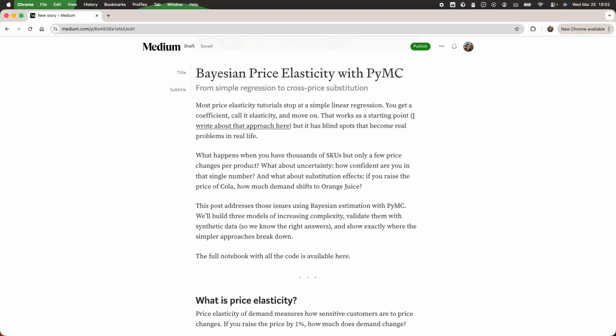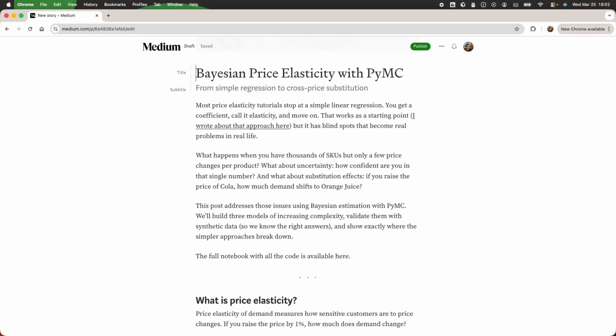So elasticity is just, if I change price by 1%, what happens to quantity in percent terms? That's it. If I raise my price by 10%, what's the effect that has on demand? So price elasticity is usually negative. If you raise price, you sell less.